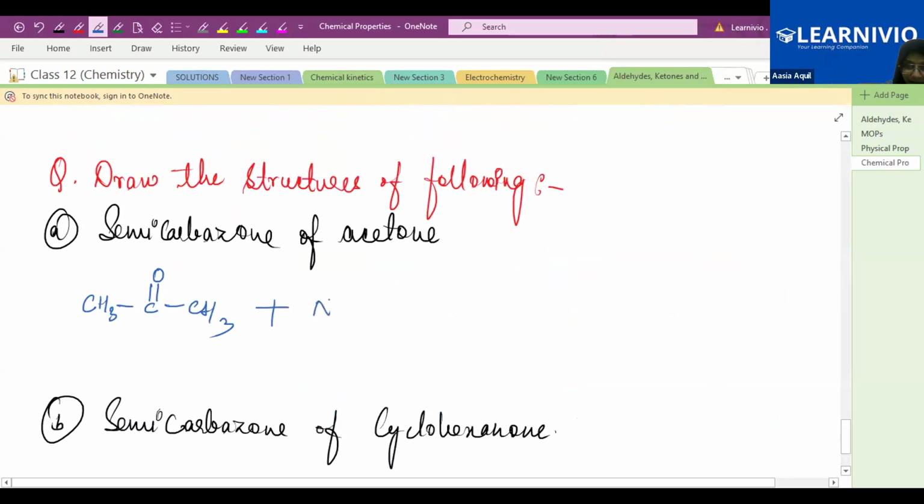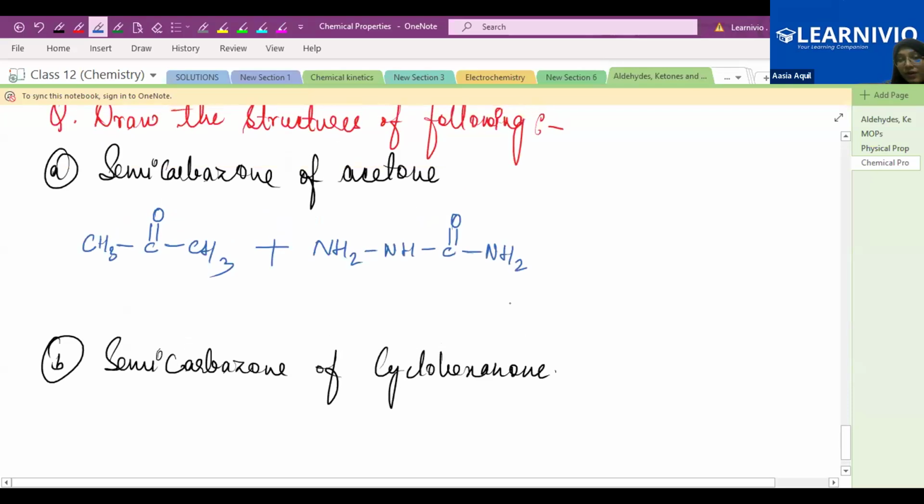Semicarbazide is NH2, NH, CO, NH2. That's why I just told you that you should know what semicarbazide is by its structure. आपको structure याद होना चाहिए. When I say semicarbazide, when I say hydrazine, you should know NH2, NH2 is the hydrazine. That is important. And you know very well this nitrogen will not participate.